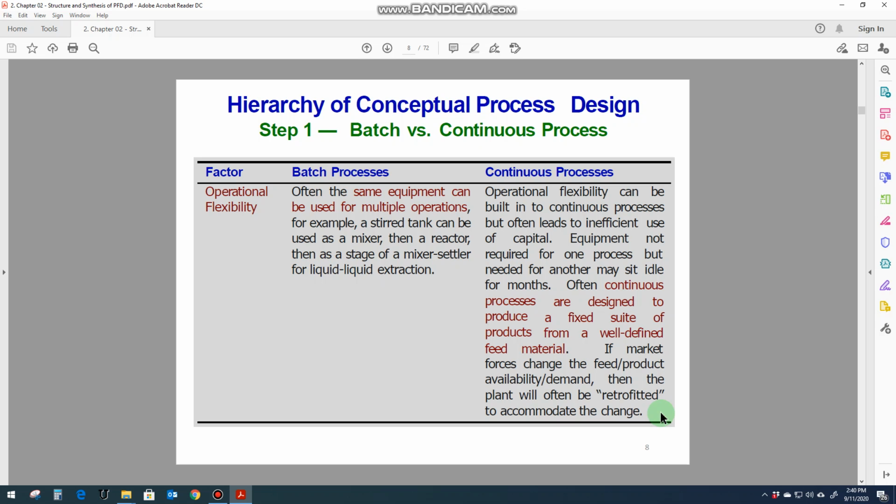So if all of a sudden the production rate is reduced, those processes cannot accommodate that change. Some retrofitting can be done to accommodate the market change, but this is not an issue with batch processes. If you need less product, you can use less raw material, and you can handle those market changes. But in the continuous process, we have to do some retrofitting with new equipment.